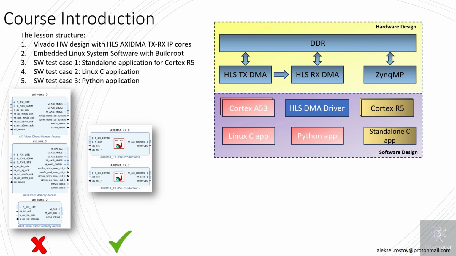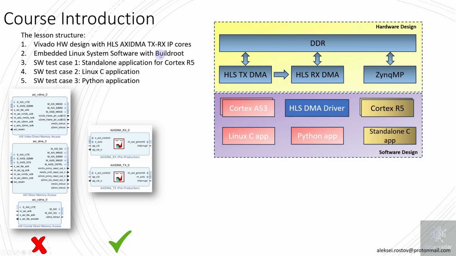So, going back to the lesson structure. First of all, I will explain the hardware design in Vivado, where I have two IP cores, TX and RX DMA. I will transfer data from DDR to TX DMA, then to RX and back, and afterwards I will compare the sent array and the received array. I will use this hardware design in Linux. The second step is how to build and deploy Linux by using Buildroot.